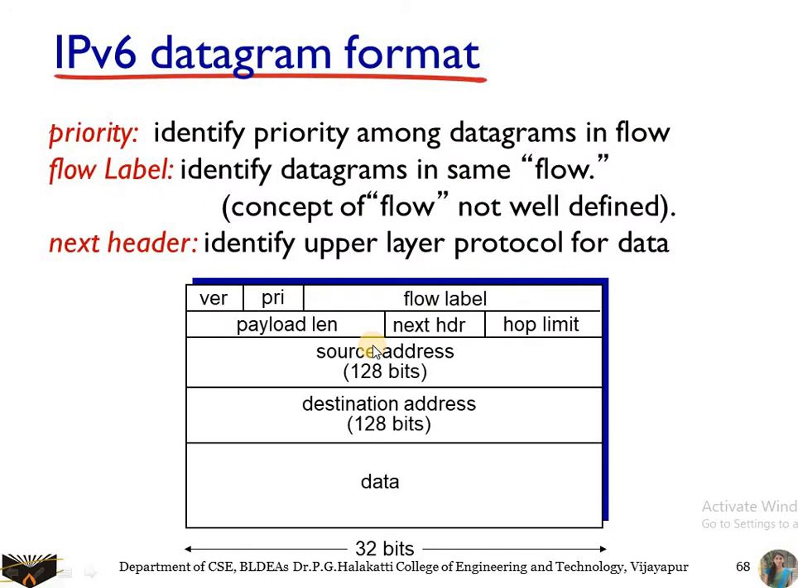So here we have the IPv6 datagram format. The fields are version, priority, flow label, payload length, next header, hop limit, source and destination addresses, as well as the data. These are some of the fields in the IPv6 datagram format. We'll go through all of them one by one. First is the priority, which identifies the priority among datagrams in a flow. Flow label identifies the datagrams in a flow, and next we have the next header, which identifies the upper layer protocol for the data. So we'll study all of them one by one.